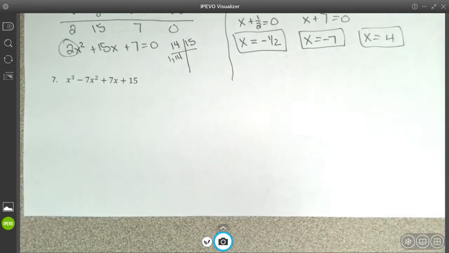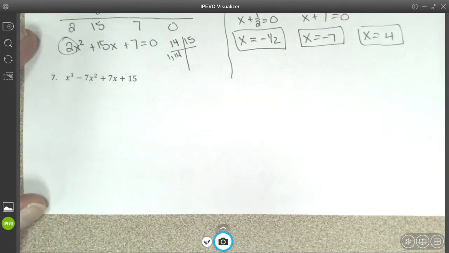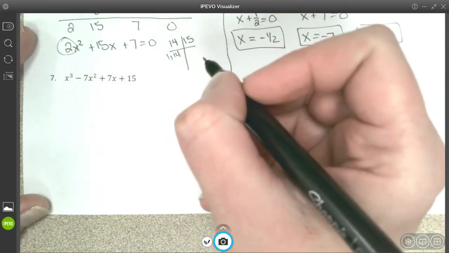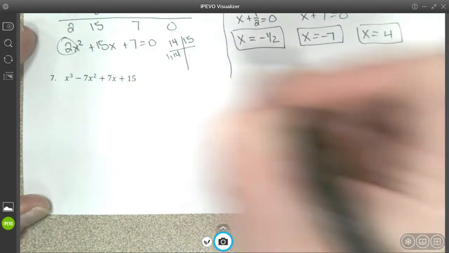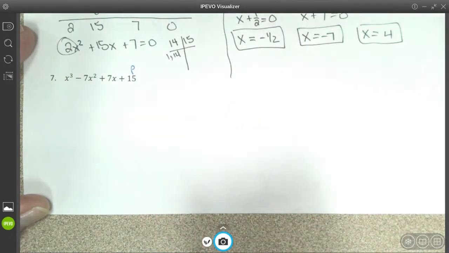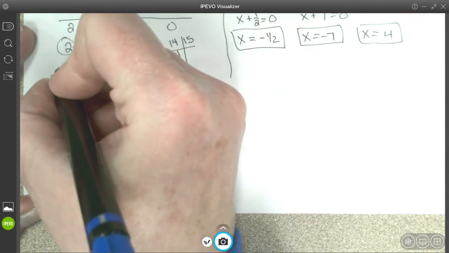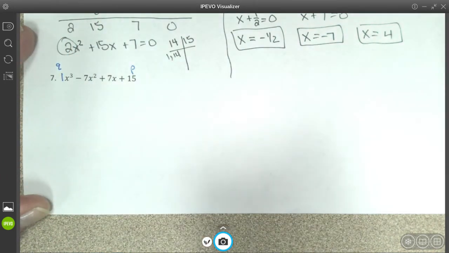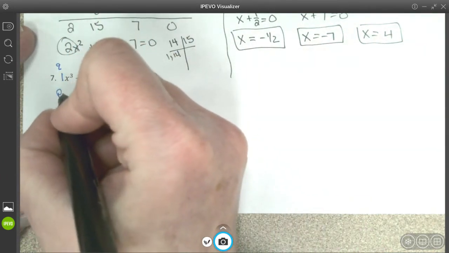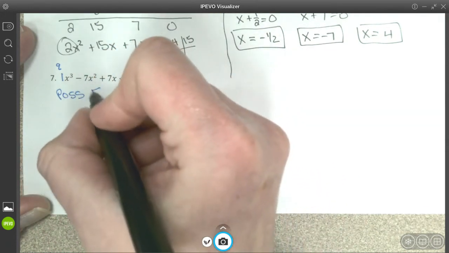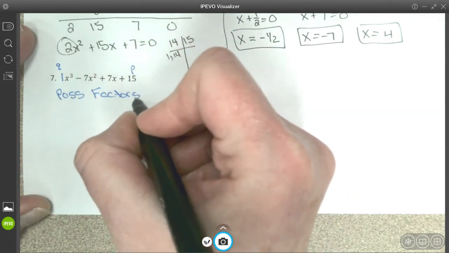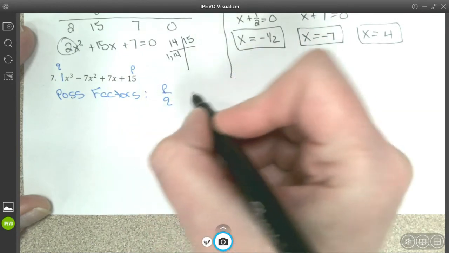And you try this one on your own. You might want to stop the video and see if you can list the possible factors, enter it in Desmos, and then run synthetic division and factor it. All right, so the p is the 15. There's an invisible 1 in front of x to the 3rd. So there's my q. So my possible factors are p over q.